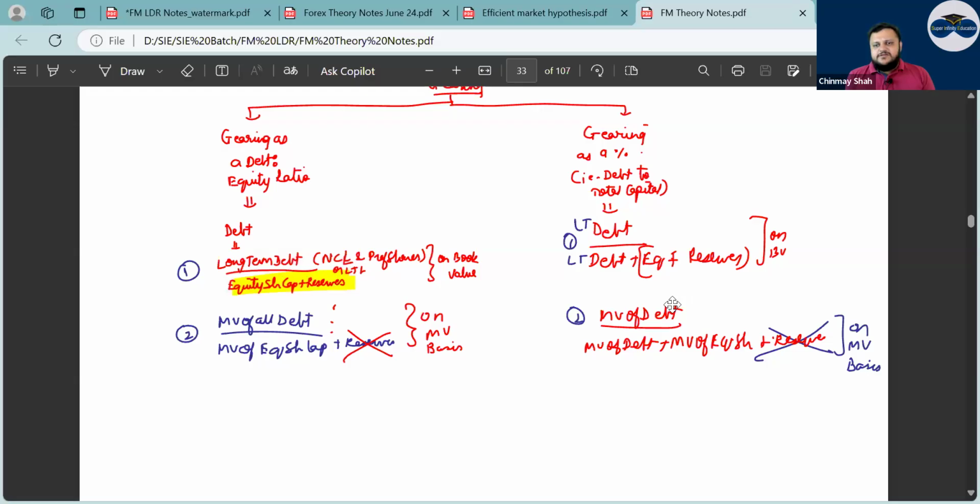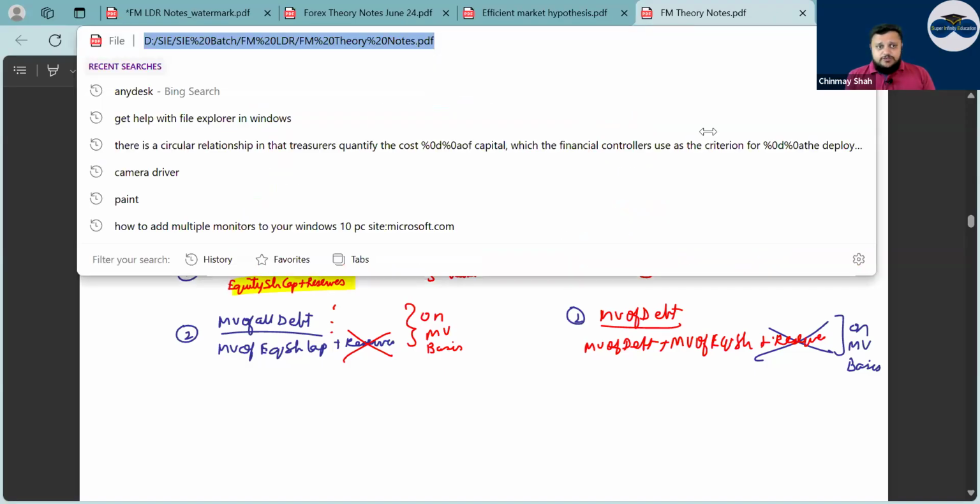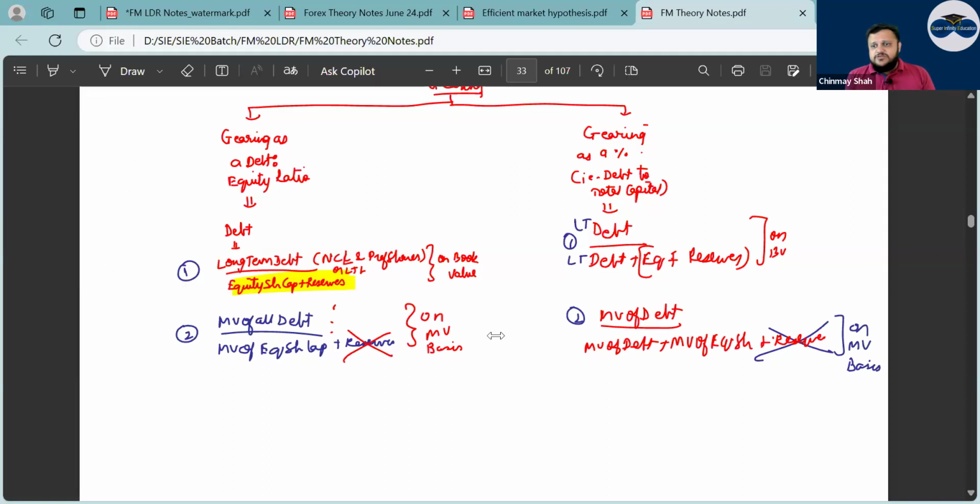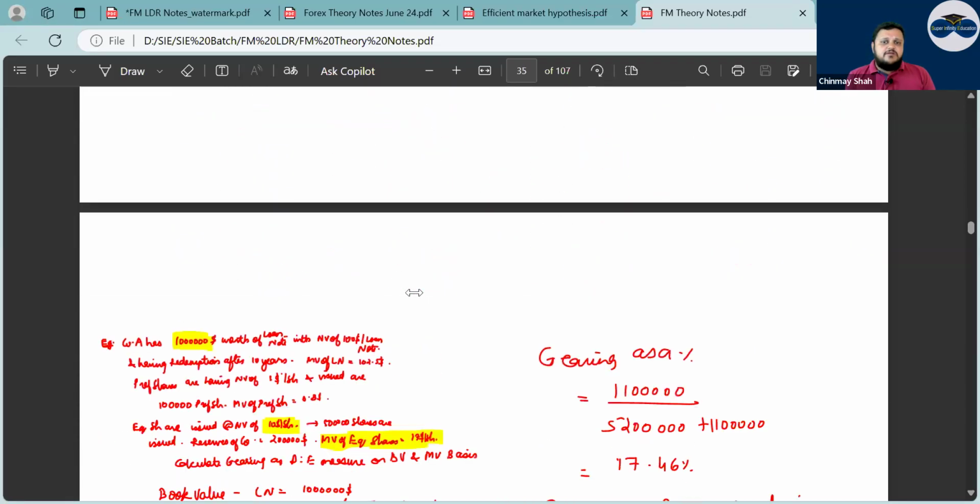Then you have market value of debt, if it is on market value basis, correct? There is a lot of confusion about market value. Whenever a market value rate is given, should we include reserves or not? This is a very big question. Whenever you are working on book value, equity may always include reserves. Whenever you are working on market value, reserves are already included, so you don't need to add reserves again. Market value of equity share already has the reserves.